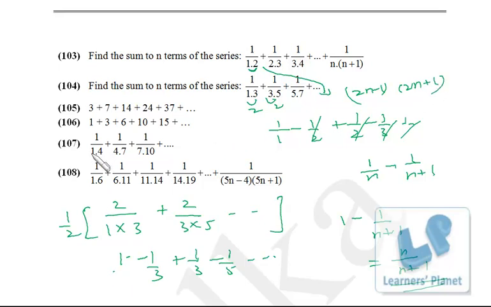Similarly, here the difference is 3. So 1 4 4 7. So just multiply and divide the expression by 3. Then you can write 1 by 1 minus 1 by 4 plus 1 by 4 minus 1 by 7 and so on. You just have to find out the nth term. That's it. Similarly here, divide and multiply by 5. So these sort of problems can be done very easily.